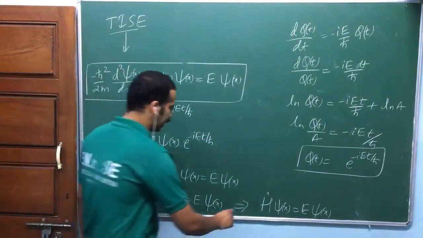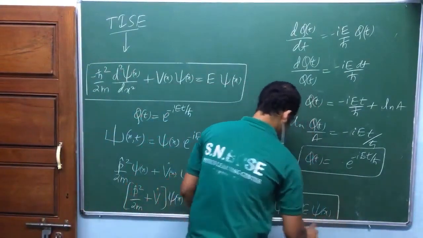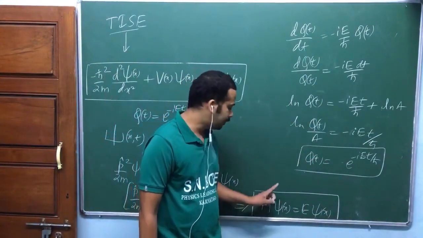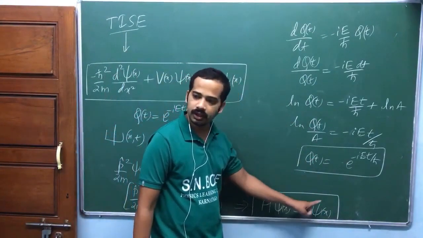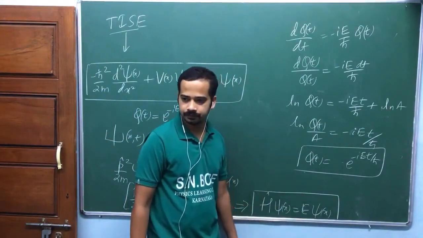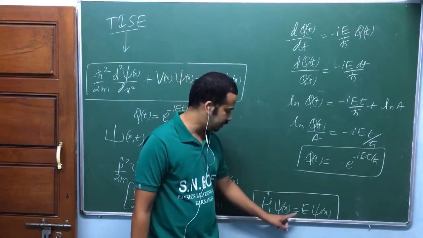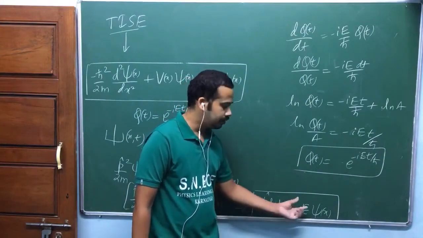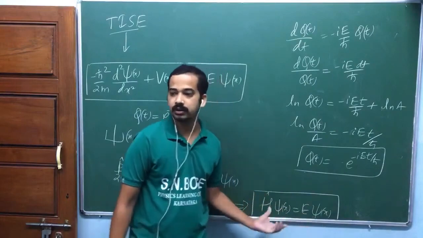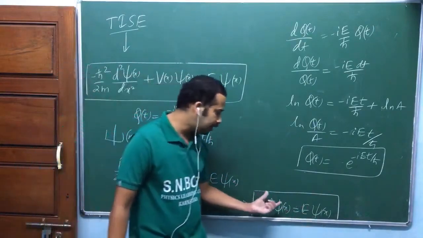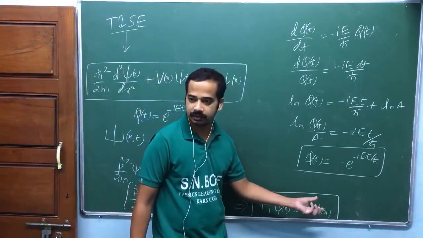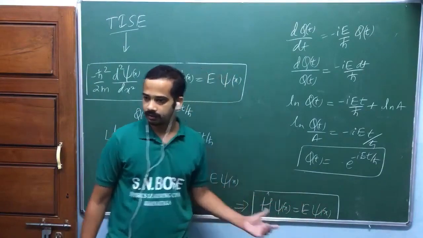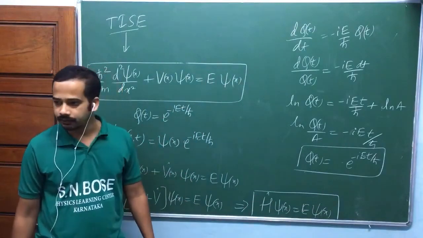We call this one an eigenvalue equation. Operator operating on a function gives a constant times the same function. But E is a constant, right? Yes, that's what I'm saying. Operator operating on a function, some constant into the same function. After operating the operator, the functionality is not changing. The function is multiplied by a scalar or constant. We call that an eigenvalue equation.